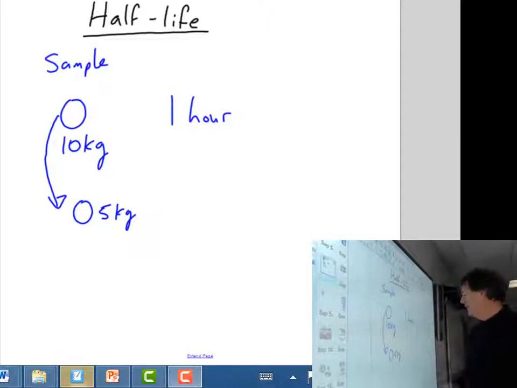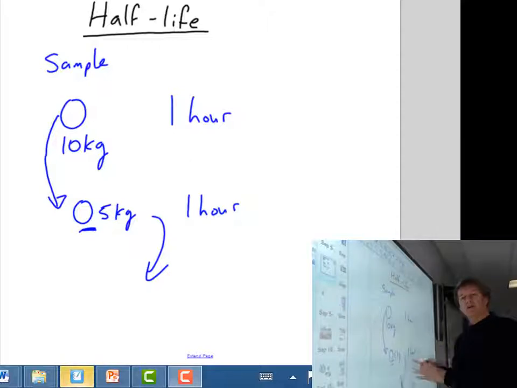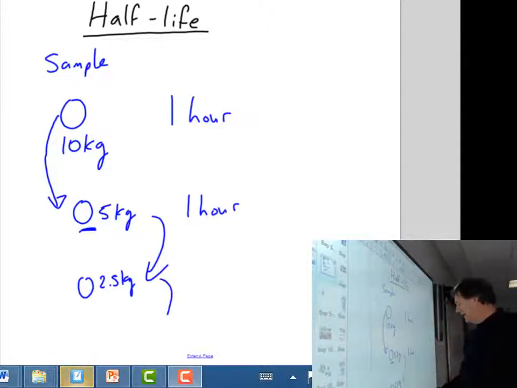Okay. Now people might think that in another hour's time this would be gone, but that's not true, because now you've got a 1 hour period for half of this amount to decay. So half of that 5 kilograms will now decay, and you'll be down to 2.5 kilograms of the parent material, and so on. And again, you'll get more products there. And then in another hour, you get half of that, you get down to 1.25.